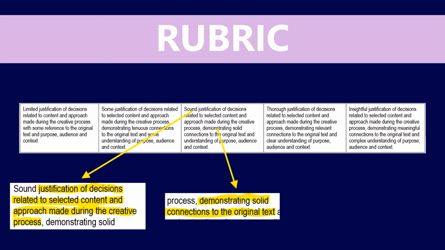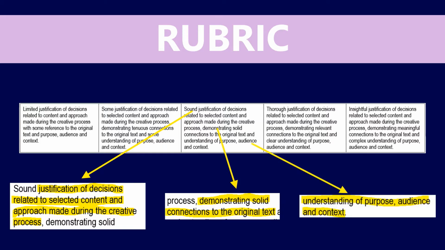The second part asks you to make solid connections to the original text. And for me, particularly characters and settings and themes are a really good way to do this, as well as symbols and language features. And that last one is an understanding of the purpose, the audience, and in fact, the context.